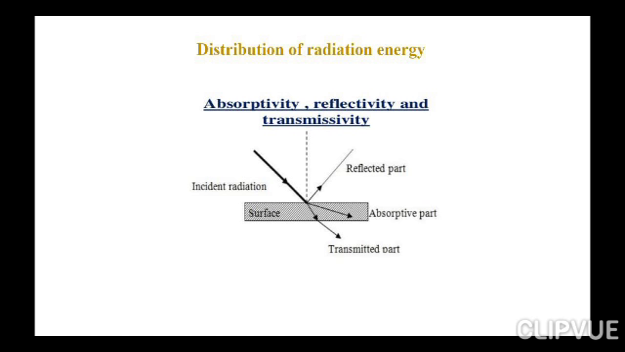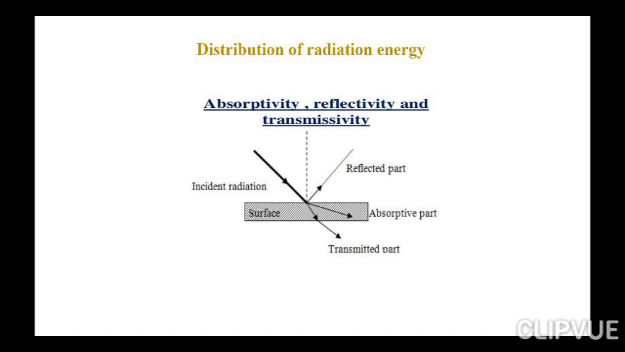Now we will discuss distribution of radiation energy. Look at this picture. Incident radiation energy comes into the surface, some part reflected, some part absorbed, some part transmitted. Let us assume Qi is equal to incident radiation energy, Qa is equal to radiation energy absorbed by the surface, Qr is equal to radiation energy reflected by the surface, Qt is equal to radiation energy transmitted by the surface.